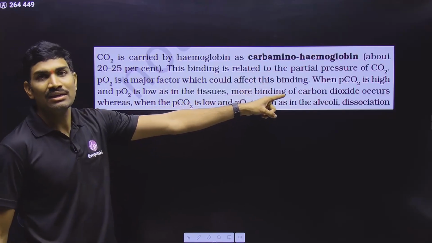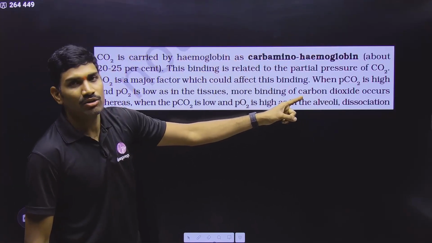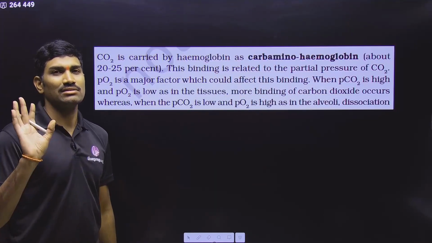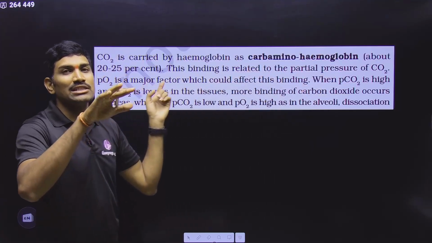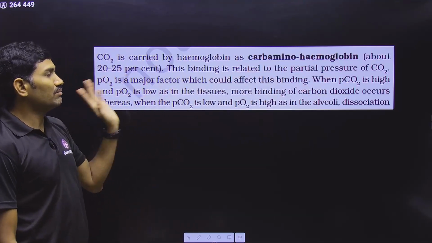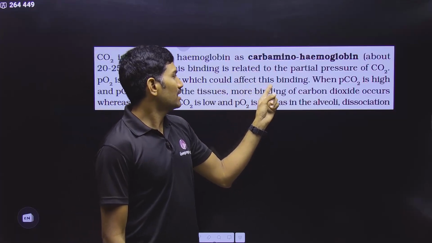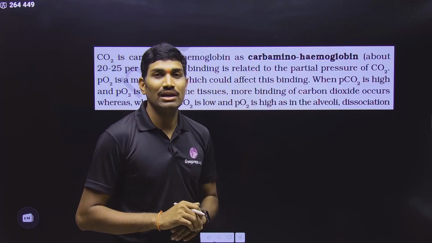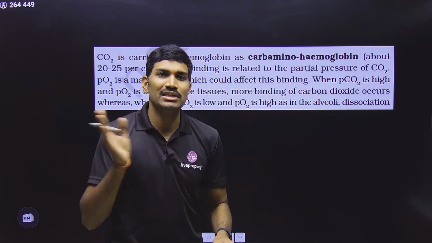That's why the binding of CO2 with hemoglobin is dependent on partial pressure of CO2 and also partial pressure of oxygen. For the attachment, partial pressure of CO2 should be high and partial pressure of oxygen should be low. This is the meaning. So partial pressure of oxygen is a major factor that could affect this binding, because at the level of alveoli, oxygen partial pressure is more, then CO2 is not binding with hemoglobin, it is detached.